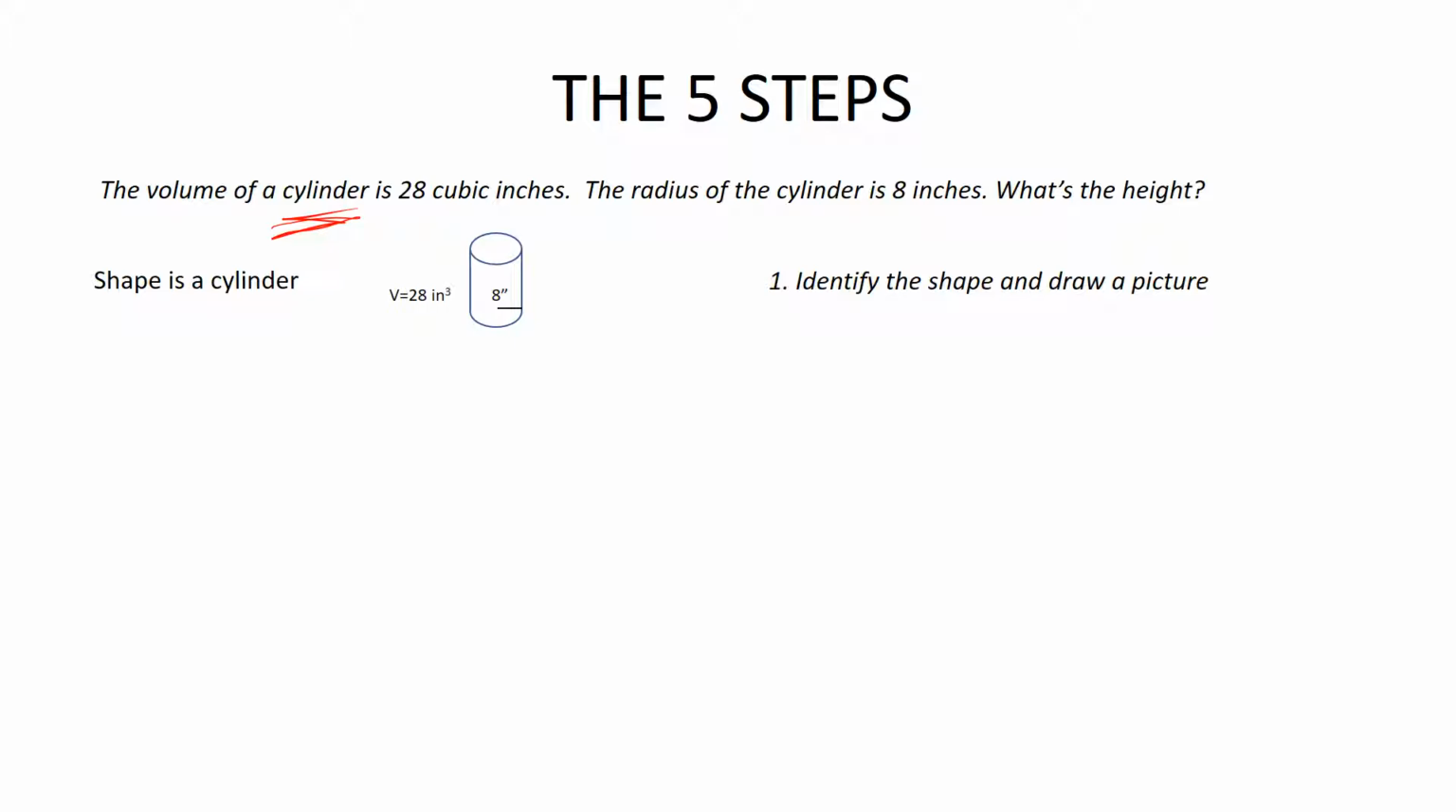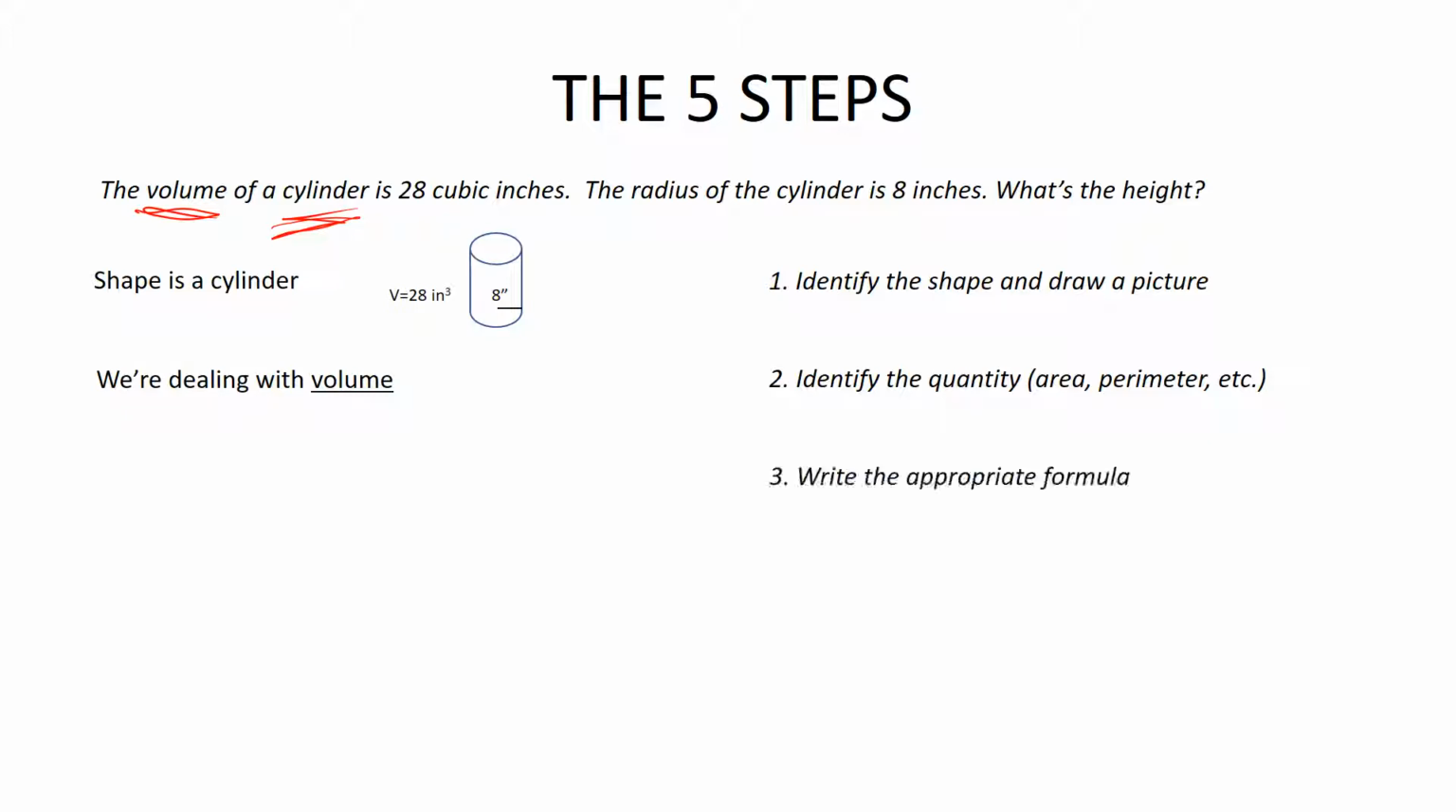All right. Second step was identify the quantity. What are we working with? Area, perimeter, whatever. And again, that tells you we're working with volume here. So I'm going to find the appropriate formula for volume. That'll be step 3. And it turns out that it looks like this. The volume of a cylinder is pi times the radius squared times the height. All right, good so far.